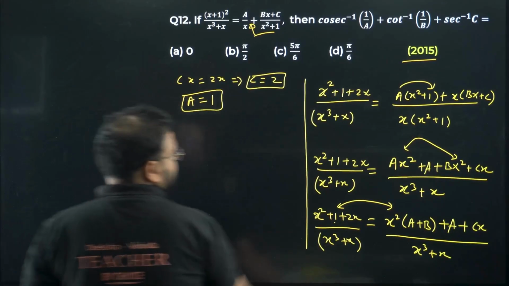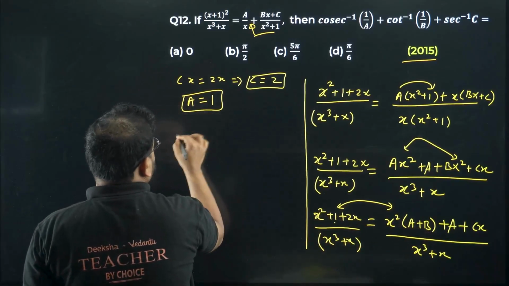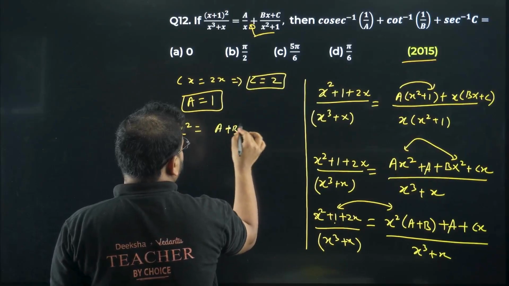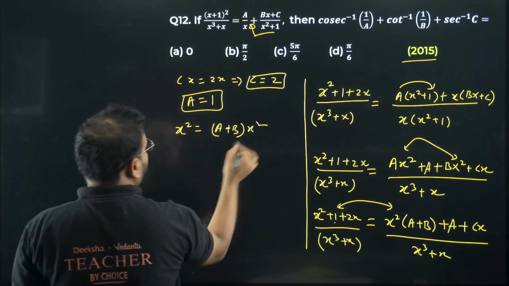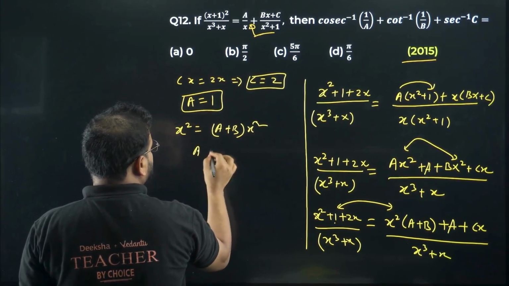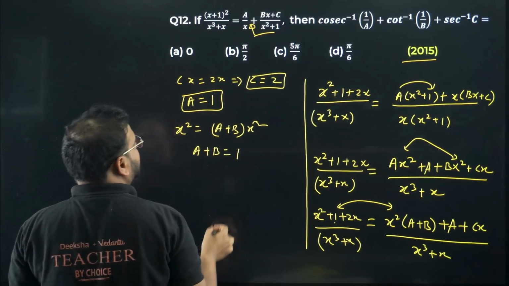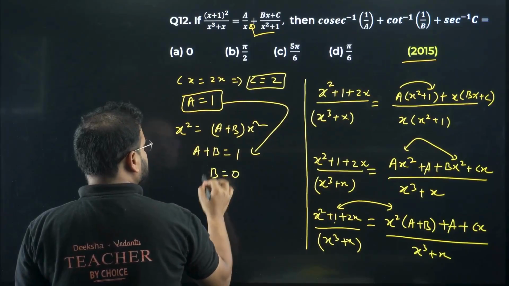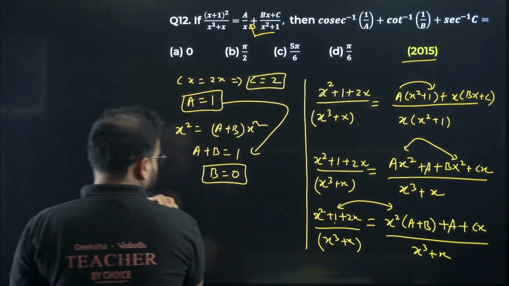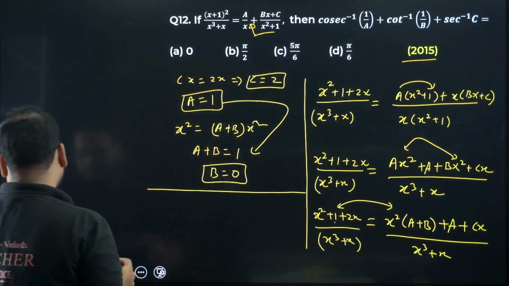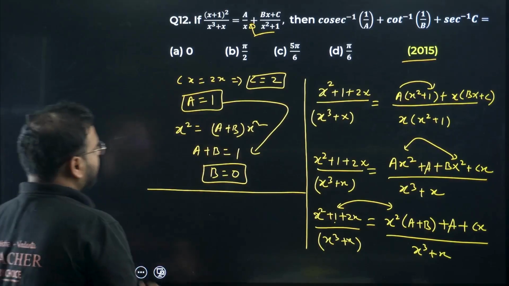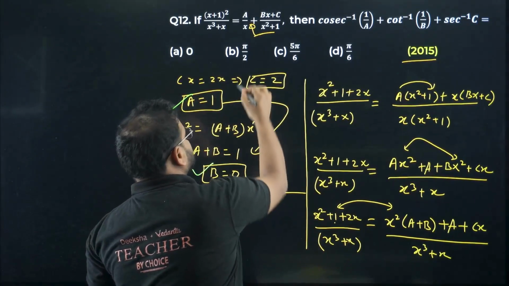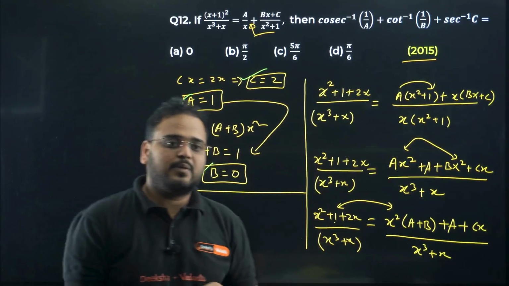Next we have a plus b. So x square equals a plus b. Compare from here: you get a plus b equal to 1. Where a value is 1, from here we get b value as 0. Next, solution. So we got a is 1, b is 0, and c is 2.